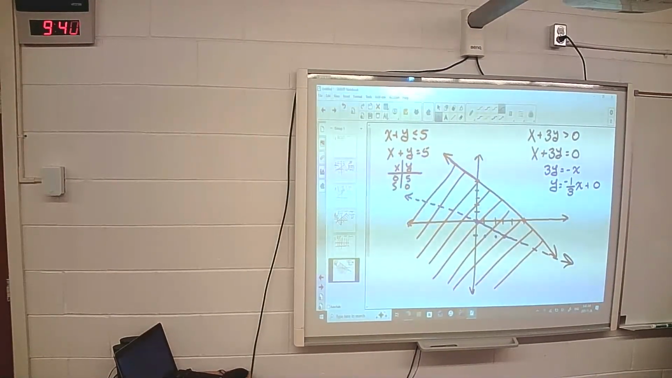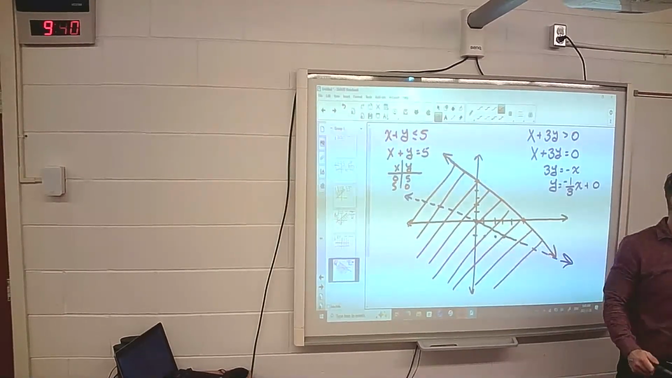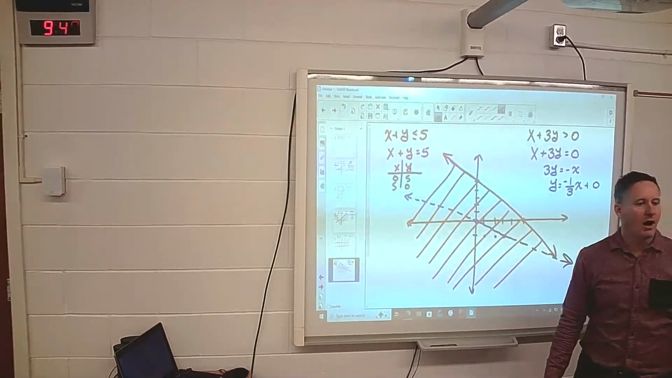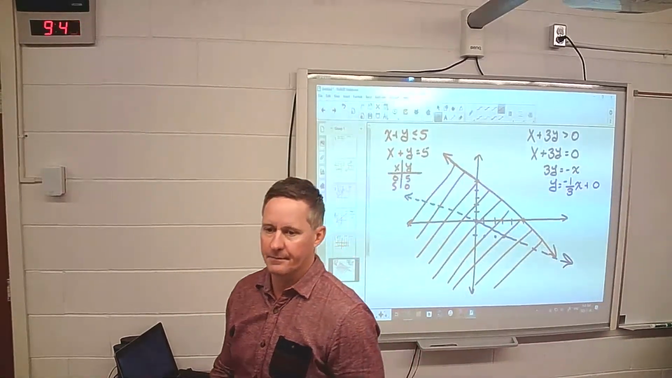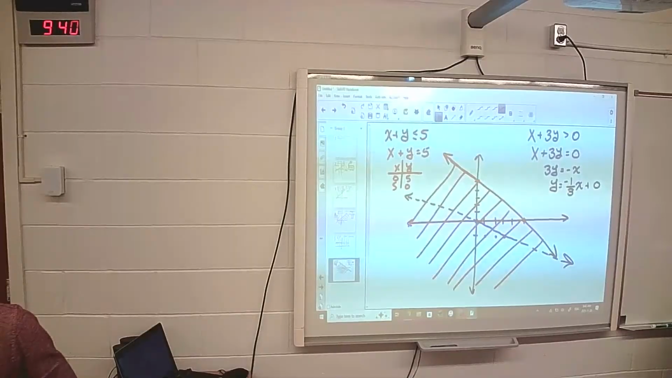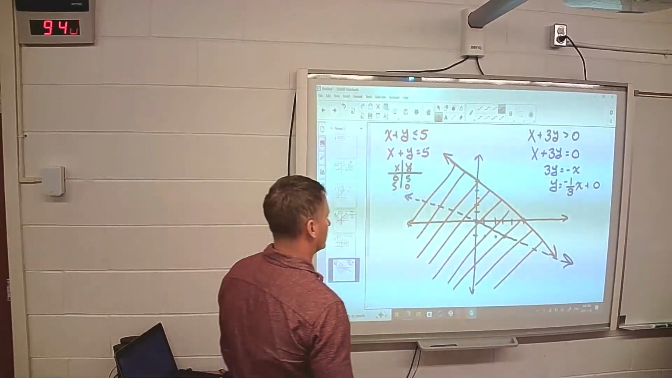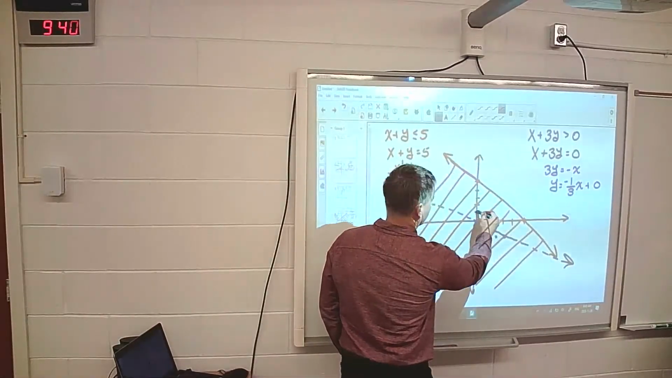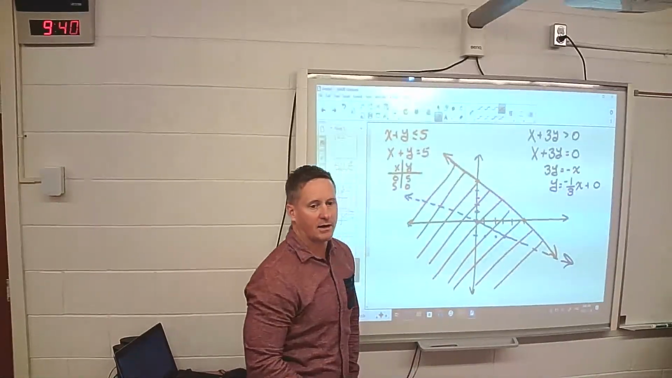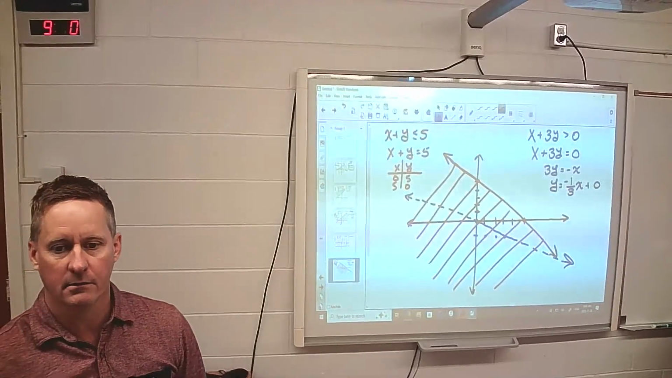Can you use 0, 0 for that? No, I can't. How come? Because it's on the line, and we know that none of the solutions are on the line because it's dashed. So I need to pick a different coordinate, either above that line or below it. What coordinate is above that line that you want to use? 0, 1. Excellent choice. That's right here. So what am I trying to find out? Whether or not I shade over 0 and 1.